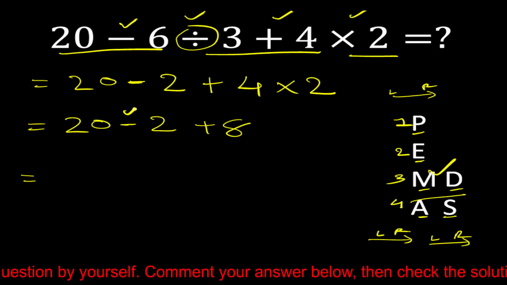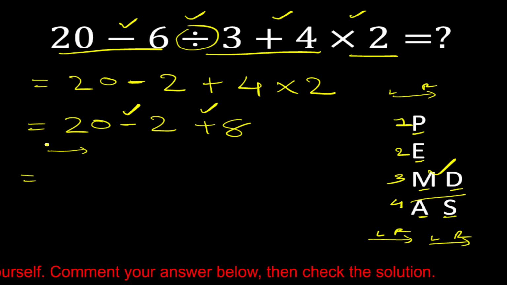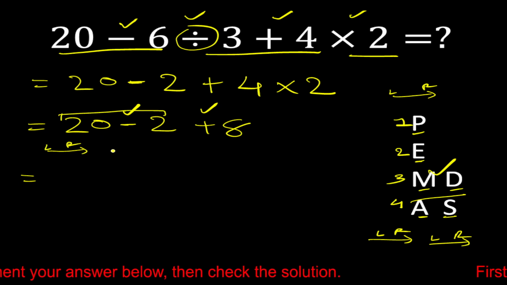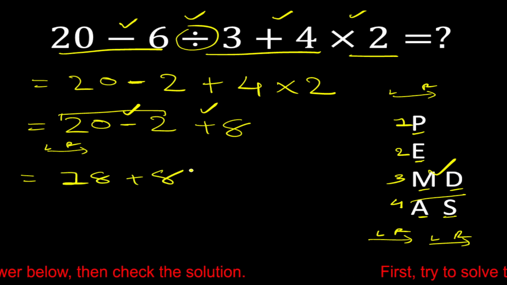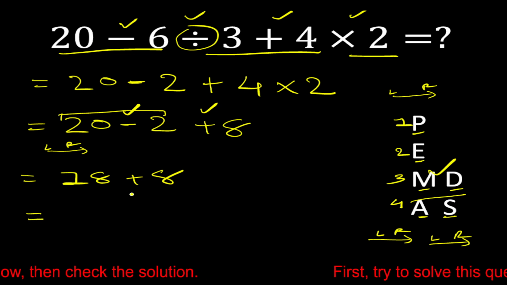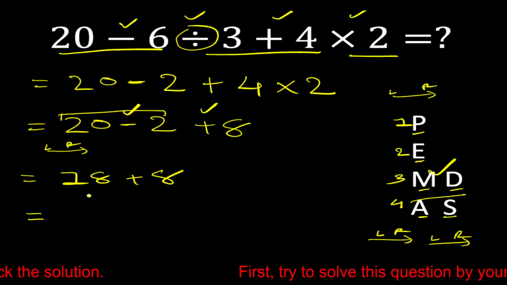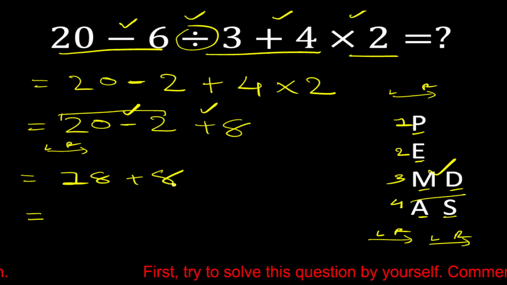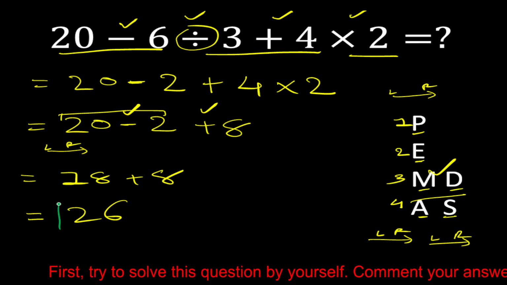So now here we have subtraction and here we have one addition, and both have equal priority, so we have to solve it from left to right. So first we have to solve this subtraction. So 20 minus 2 is equal to 18 plus 8. So now 18 plus 8 is equal to 26, sorry. So the correct answer is 26.